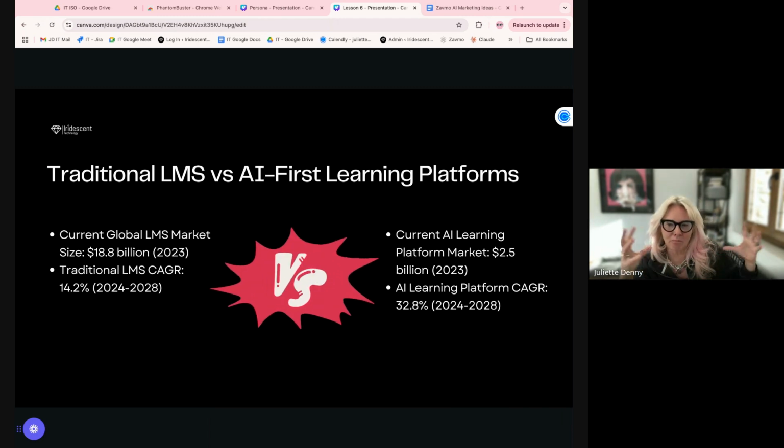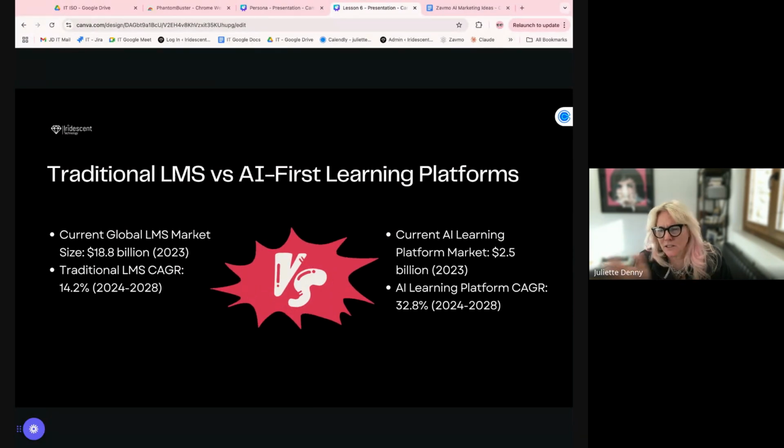So as markets get bigger, their percentage rate changes, so you've got to look at two things. You've got to look at the current global size. So the LMS market globally is 18.8%, and the traditional market is growing at about 14%.